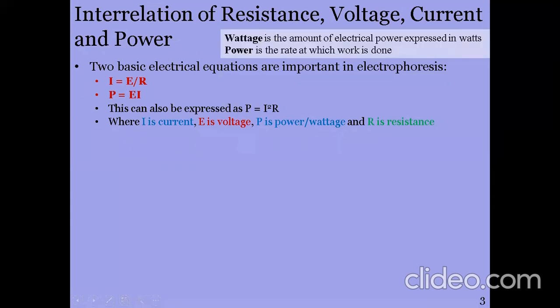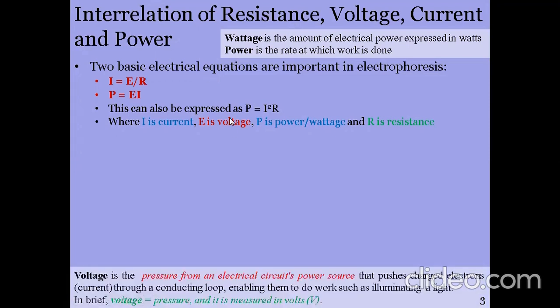And wattage is actually, so P is the power or wattage. Wattage is the amount of electric power expressed in watts. So power, when expressed in watts, is wattage. And what is power? It is the rate at which work is done, so the work done per time. That will be the power.